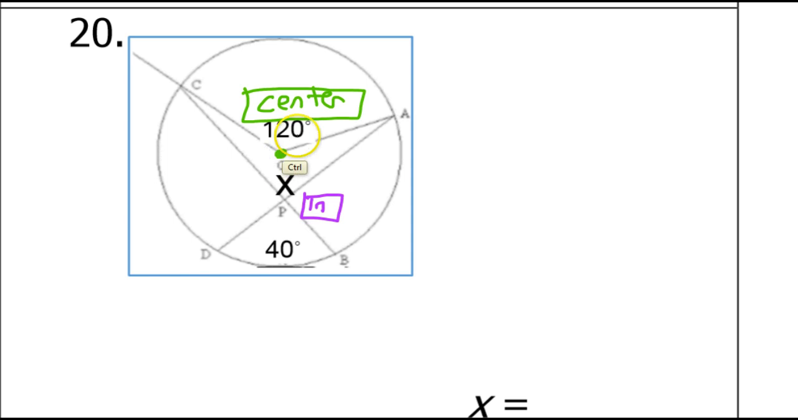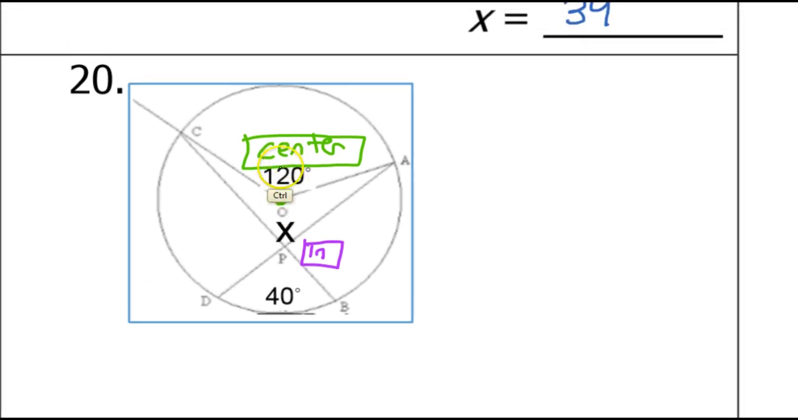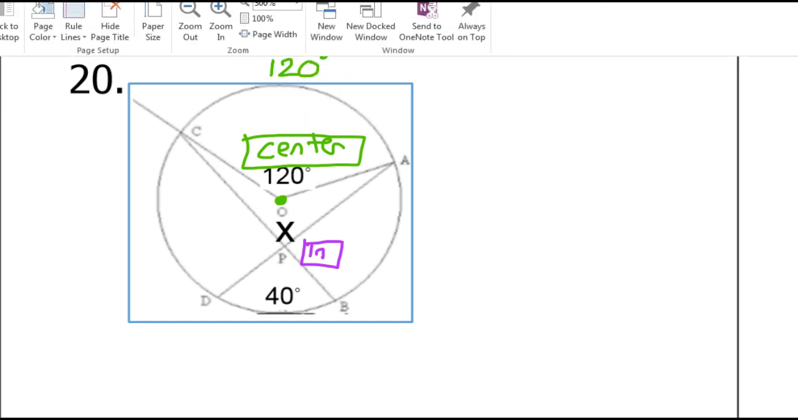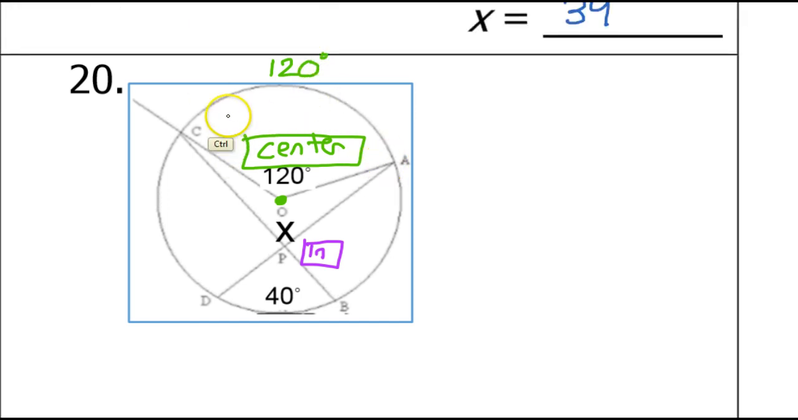So if that angle is at the center, that means the arc is going to be the same measure. So that means this arc is also 120 degrees. All right, I'm talking about this arc that I'm about to color in green. This is 120.